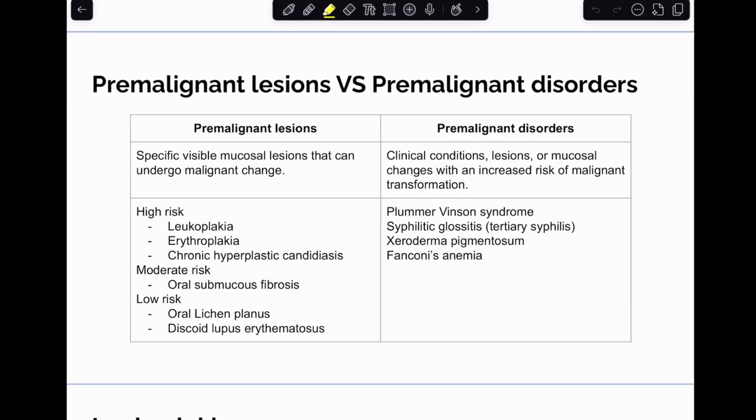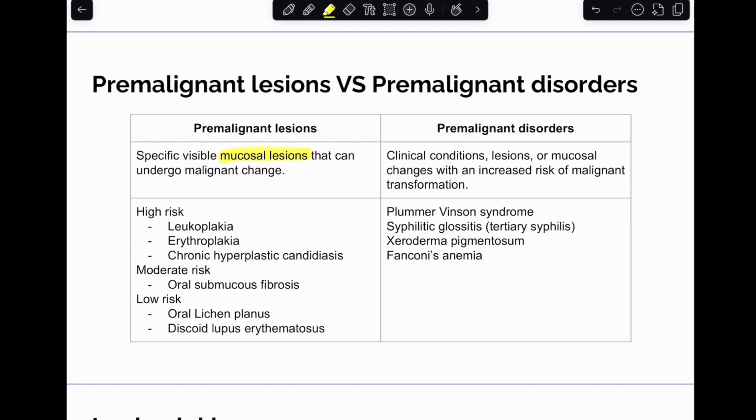Premalignant lesions are very specific visible mucosal lesions that have the capacity to undergo malignant change. If you had to talk about examples, we'll classify them into high-risk, moderate-risk, and low-risk lesions. High-risk lesions are leukoplakia, erythroplakia, and chronic hyperplastic candidiasis. Moderate-risk lesion is oral submucous fibrosis, and low-risk are oral lichen planus and discoid lupus erythematosus.